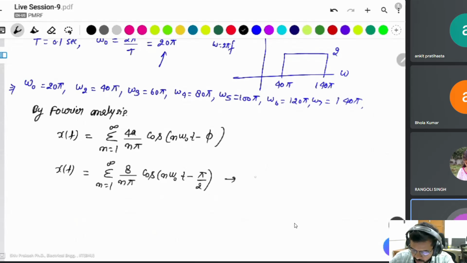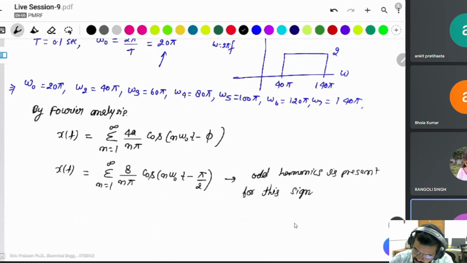This will be only for odd harmonics. Even harmonics are 0 in this case. Then only odd harmonics are present for this signal. It means the even ones are already eliminated. Then only 60 pi, 100 pi, 140 pi remain, passing through.